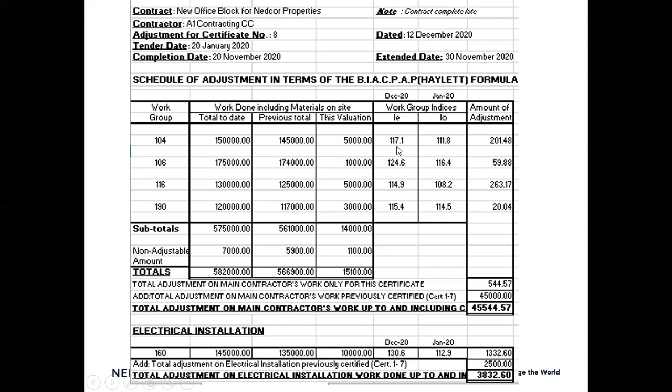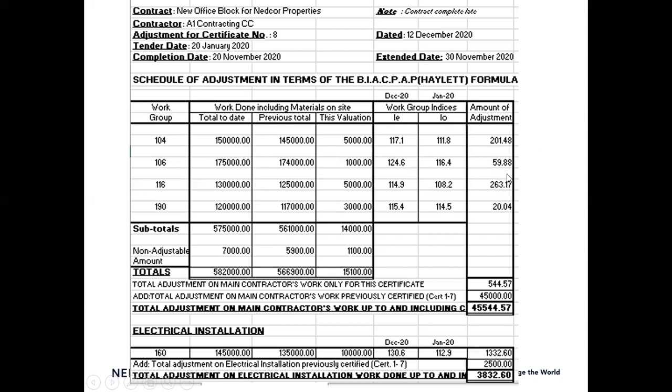You'll do the same for the IE, which is the date of certificate, the 12th of December 2020. So therefore, for 104, December 2020, the index for earthworks is 117.1. Make sure that you understand the difference. Don't mix the two. I0 is the base month. IE is the actual date of certificate.